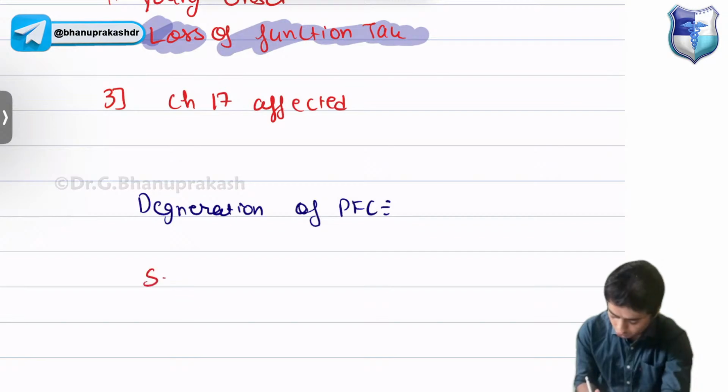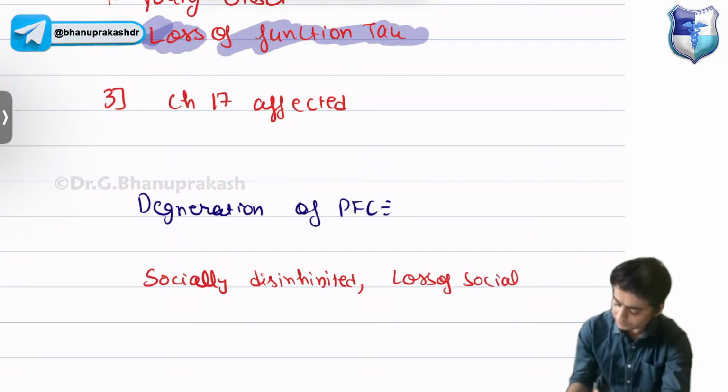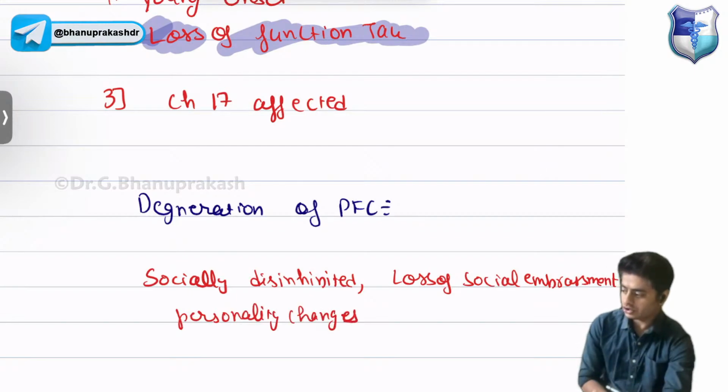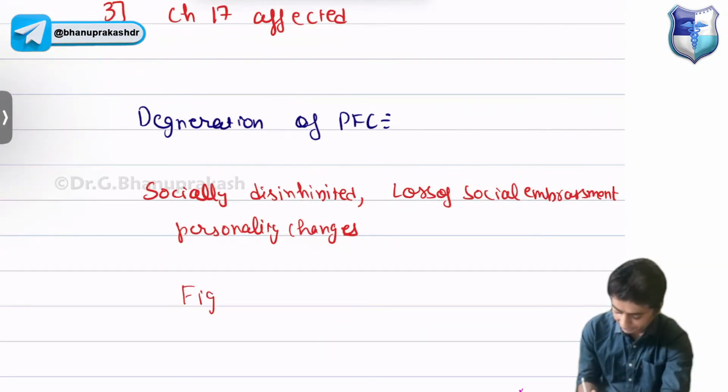So this patient will be socially disinhibited, with loss of social embarrassment, personality changes. Patient will be fighting and sexually abusing.